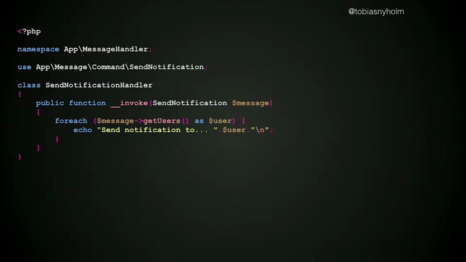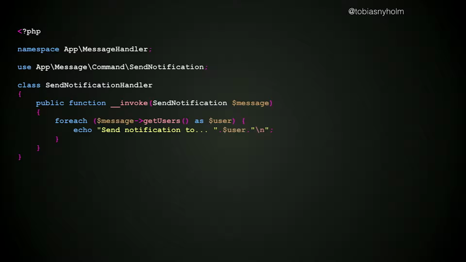A handler is just a normal class. It doesn't implement anything, doesn't extend anything, just a normal class. It has an invoke method, so you can use this class as a callable. And in this specific case, I said I want to have a send notification message, and then I just send notifications to all the users there. And here I'm echoing out the message.